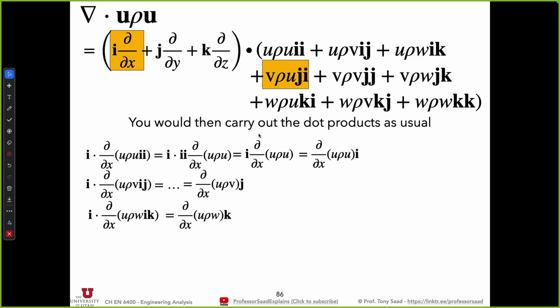Now, you take this and dot it with v rho u j i. What is that going to be? 0, because i dot j is 0. Agreed? So if you do this, you get i dot j i. Now i dot j is 0, so it's going to be 0. Okay? And then you continue.